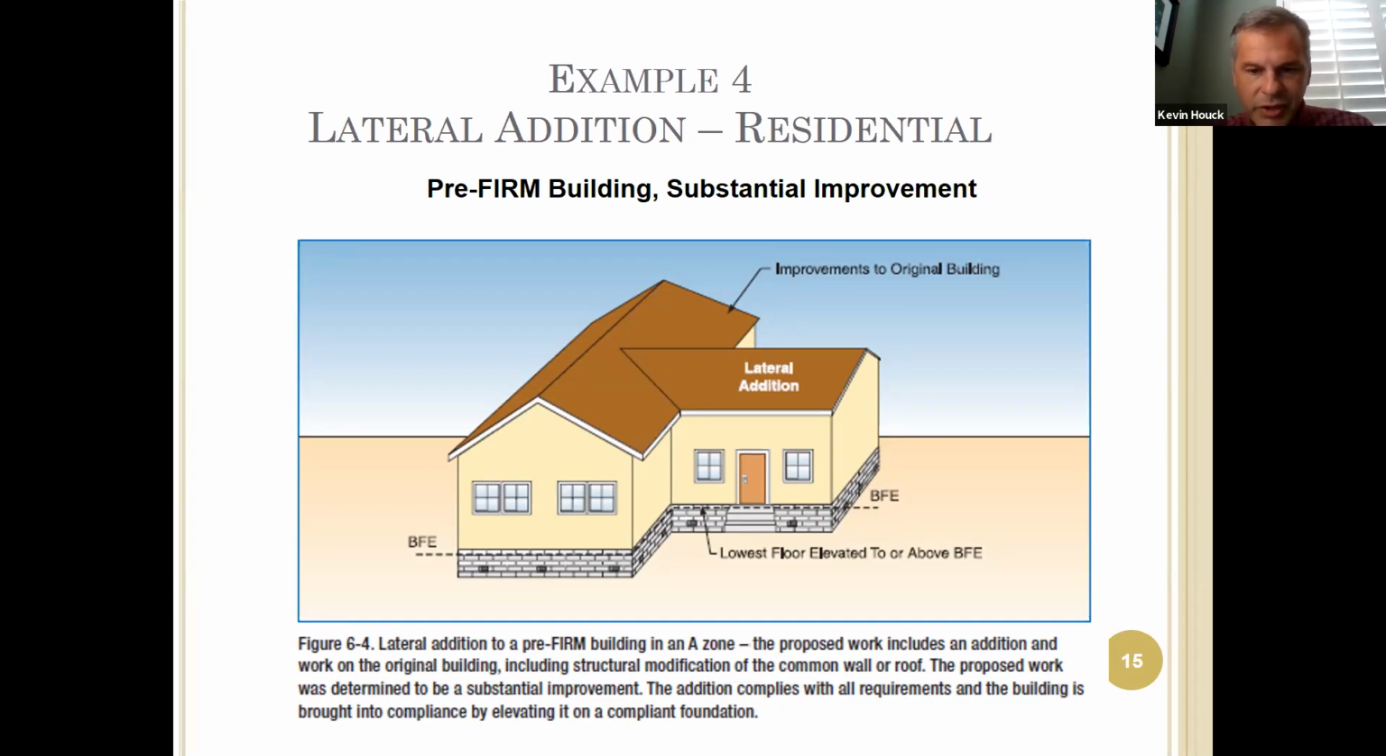if you look on the bottom, the description, the proposed work includes an addition and work on the original building, including structural modification of the common wall and/or roof. So now there is a structural change to the building, and that lateral addition essentially becomes, in every sense, part of the original building. So in that case, you can't use that exemption, and therefore, because this is a substantial improvement, the entire structure has to be elevated here. And they did that by raising it up on this stem wall and putting the flood openings in there. And now the entire structure is compliant with local elevation requirements.